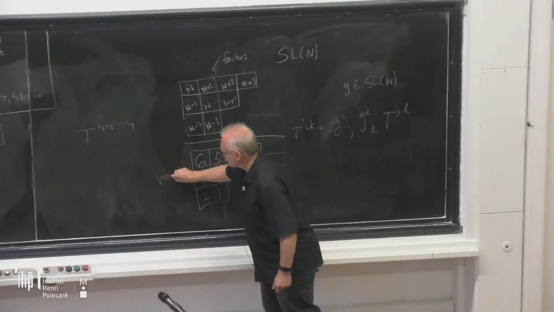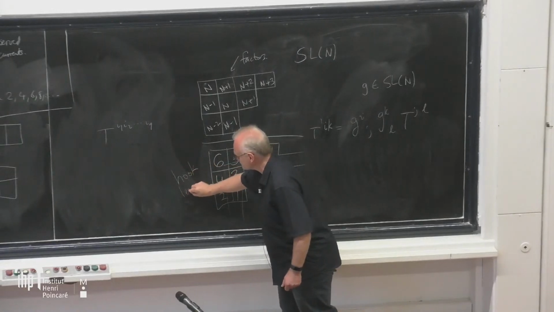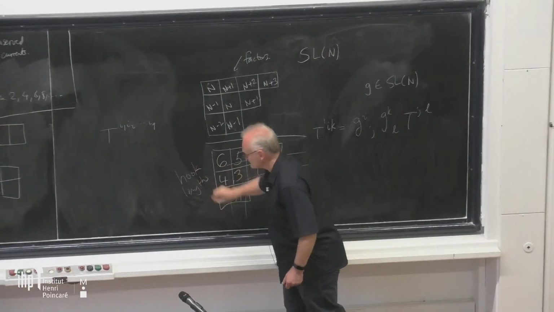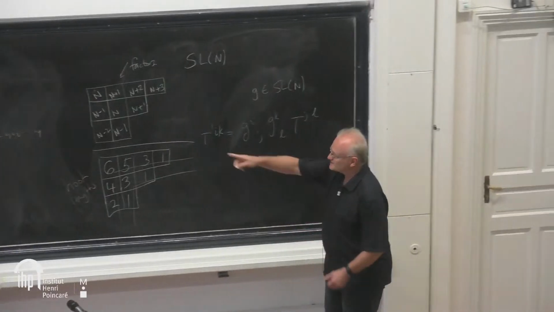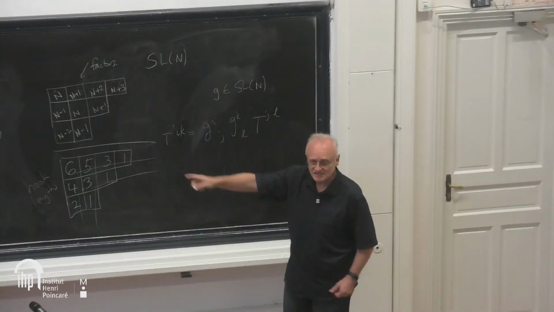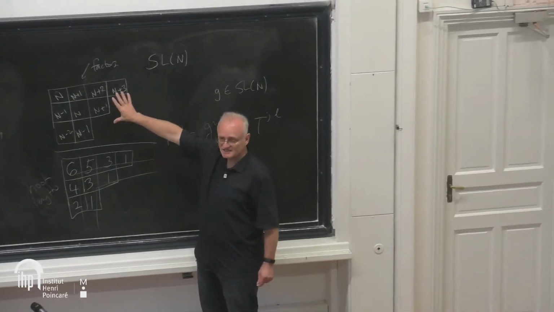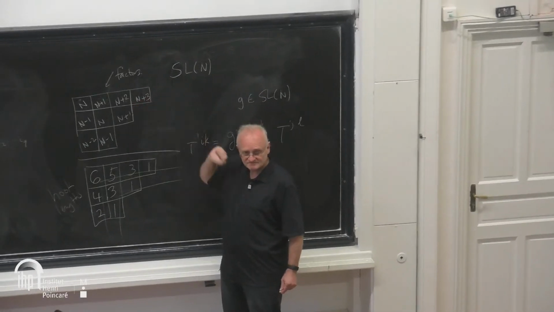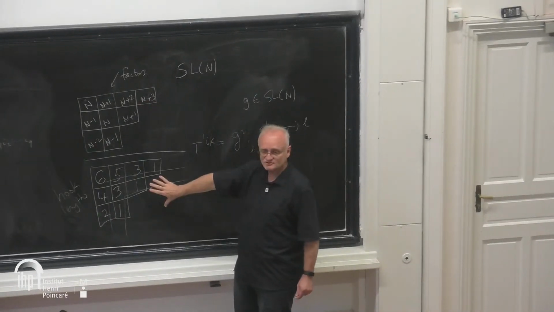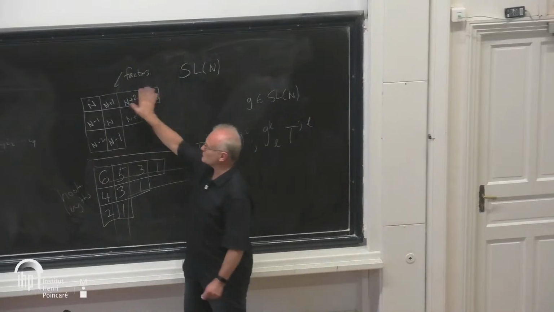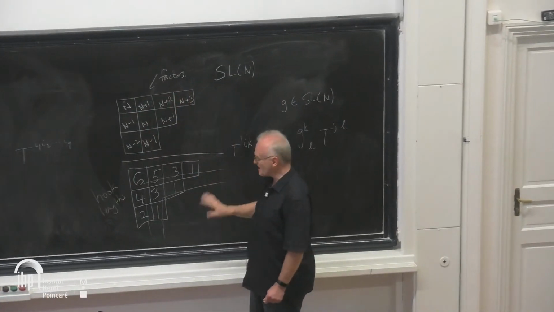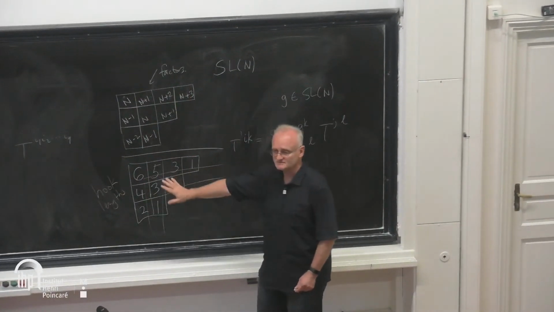So these are called the hook lengths. The dimension of this representation is the product of the factors divided by the product of the hook lengths. So you just multiply all of those numbers divided by multiply all of those numbers. Okay?